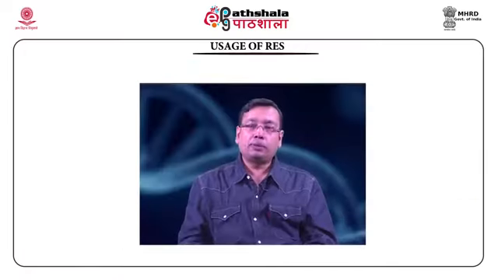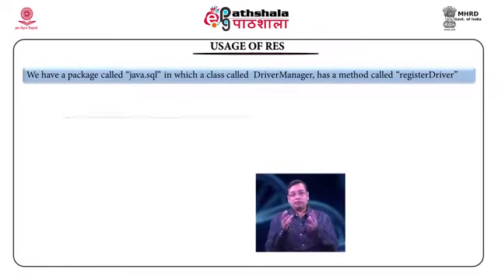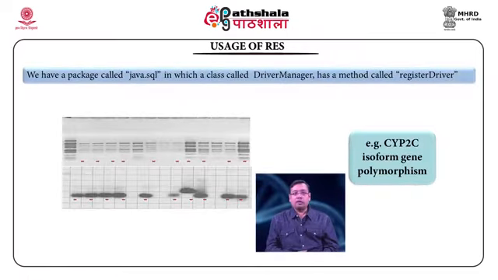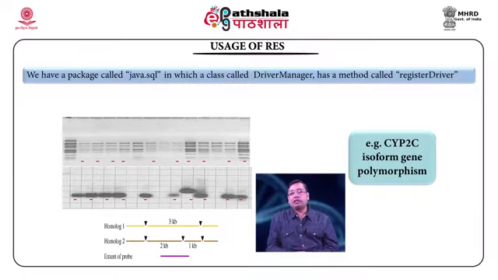Second is RFLP. Suppose you have isomers, or isoforms, of very closely related genes; let's say we talk about cytochrome P450.